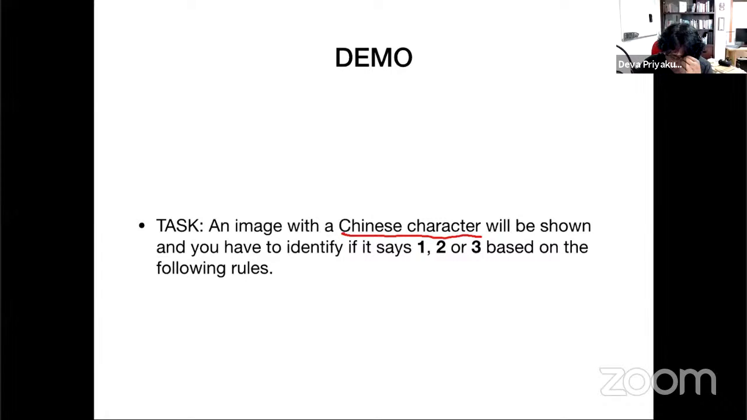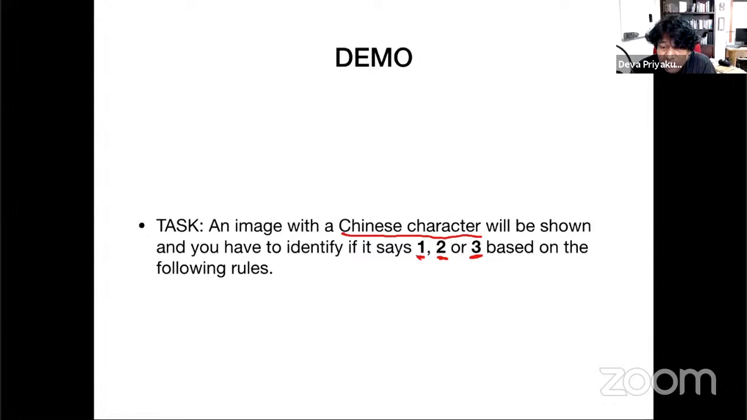There are only three possibilities: 1, 2, and 3. The image, when I show it, can be either 1, 2, or 3. I'm not showing a large number of different things, just 3 different things. I took a Chinese character because that is possibly the language that least of us would know. So that's a demo.